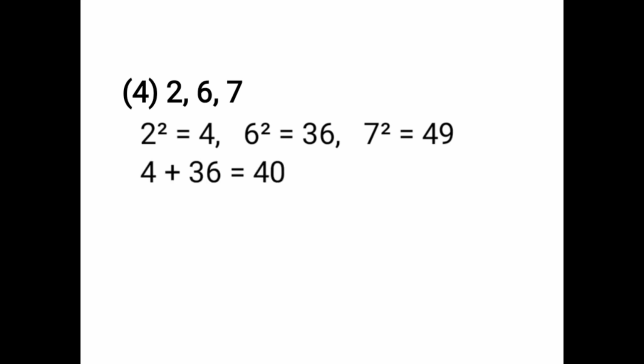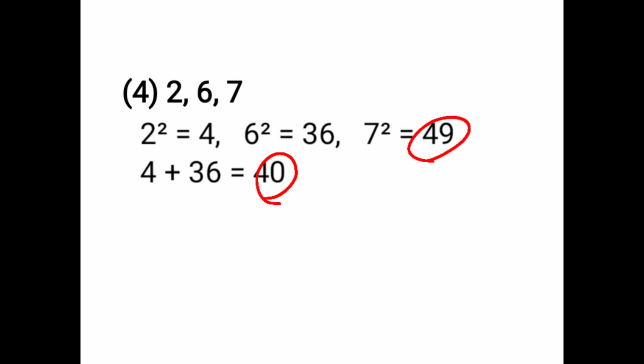2, 6 and 7. Now write the square of these three given numbers. 2 square is 4, 6 square is 36, 7 square is 49. Okay. 4 plus 36 is 40. The sum of the squares of the two smaller numbers is coming 40, and 7 square is the square of the bigger number. 40 and 49 is not equal again.